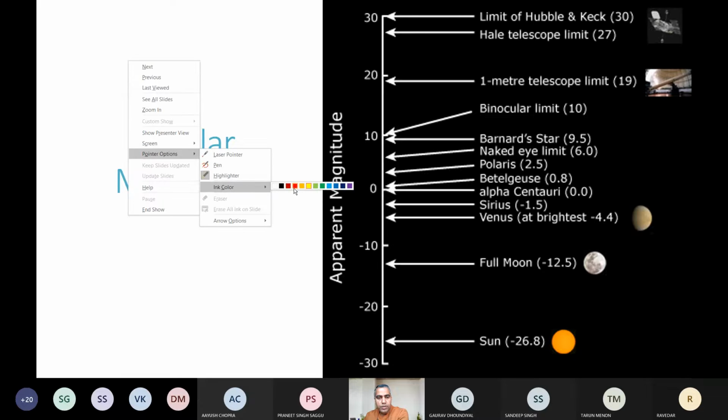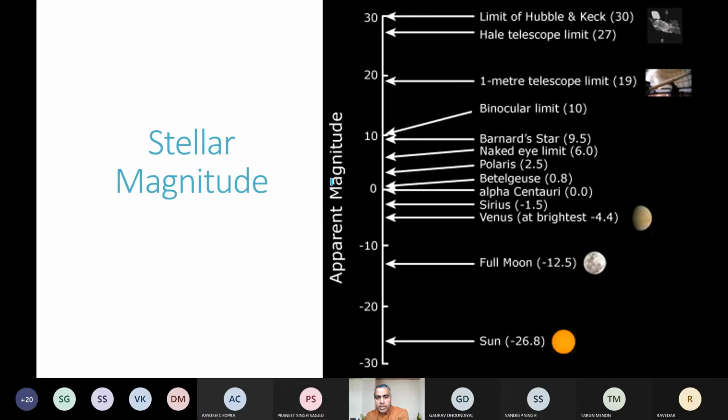Let me pick up a pointer. I will not be able to show it on the black screen, but you can see the naked eye limit here somewhere. This is the naked eye limit, and that naked eye limit is stellar magnitude 6.0. So it basically tells us that the dimmest star, the most faint star which we can see with our naked eye, is of stellar magnitude 6.0.